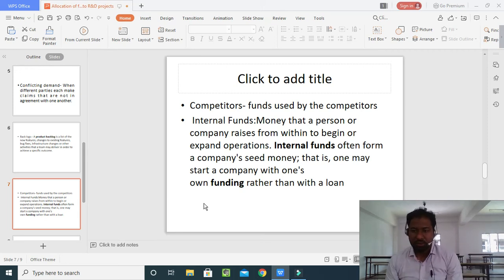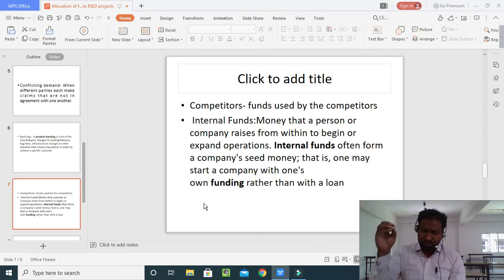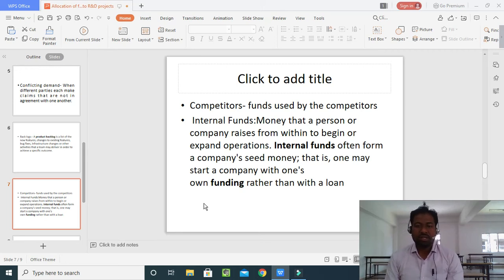One may start a company with one's own funding rather than with a loan. So what is happening nowadays? Companies are utilizing internal funds. It's like a seed. When we sow a seed under the ground, after some time we get a plant. From the plant we get flowers, fruits, etc. Like that, every company nowadays is utilizing internal funds, and it's like a money seed.